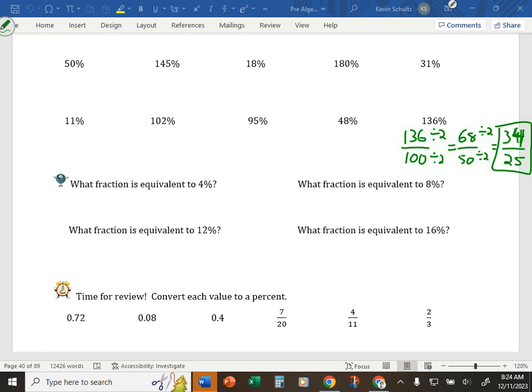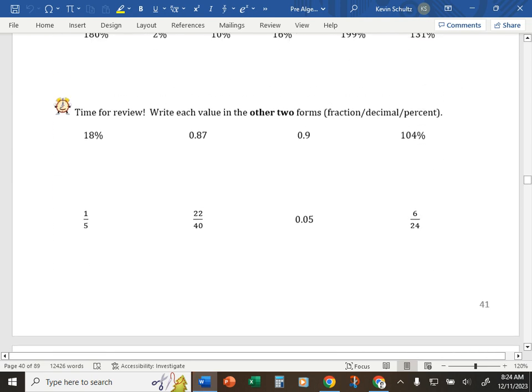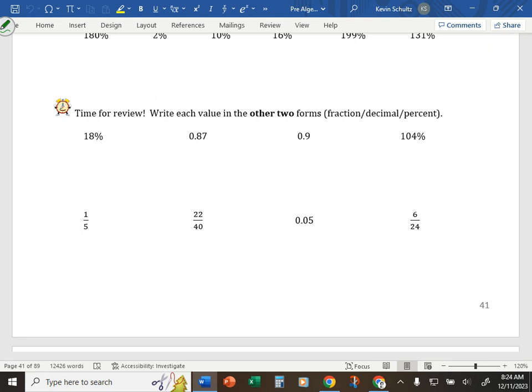Aiden, I have a question on the other page. It says 22/40. 40 is not one of those friendly ones. On CO22? Let's take a look here. It's not a friendly. Yes, 22/40. So, how can we get this to a denominator of 100?